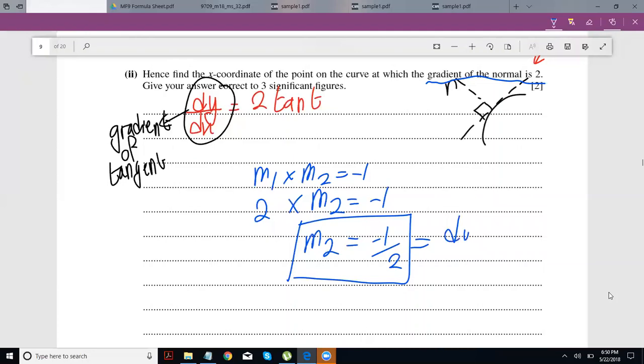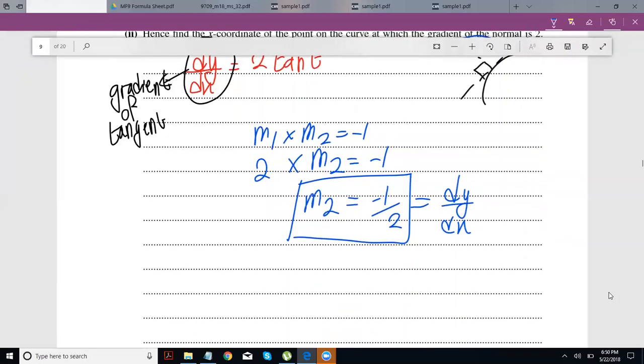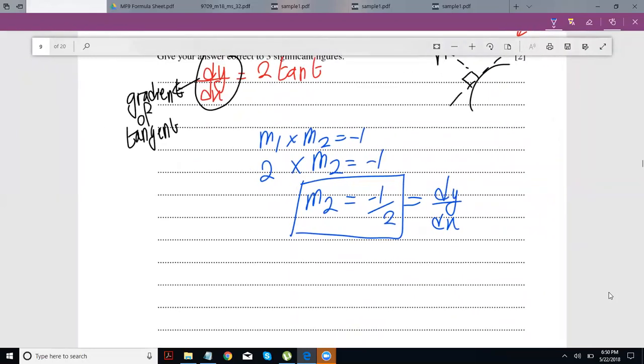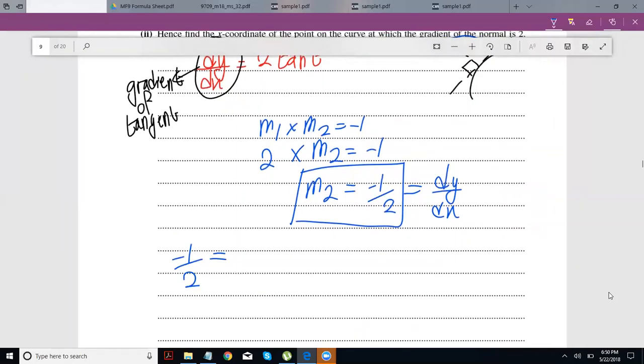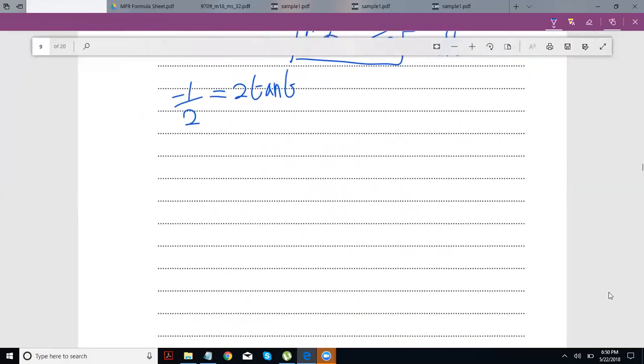This will be equal to our dy over dx, because dy over dx gives you the gradient of the tangent. Another way to remember this, if you don't want to remember the formula, is to simply take the negative reciprocal. The reciprocal of 2 is 1 upon 2, and just change the sign. So that's another way you can remember the relationship between the gradients of perpendicular lines. So just pop this into the equation. Minus 1 upon 2 is equal to 2 tan t. Okay, and that gives us tan t is equal to minus 1 upon 4.